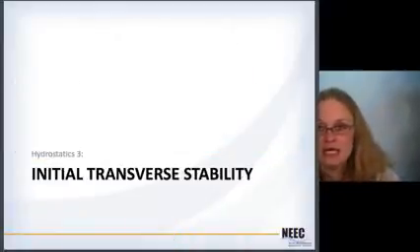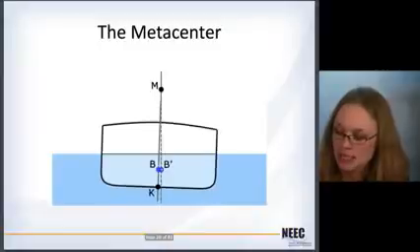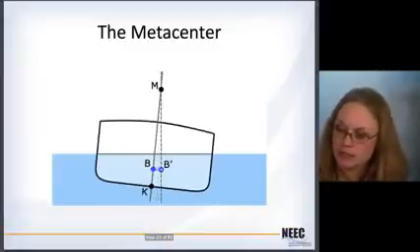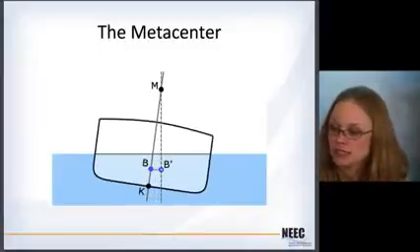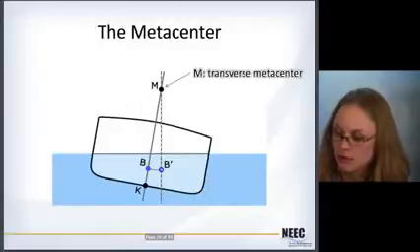Okay, so initial transverse stability. I want to illustrate something called the metacenter. You take the ship and tip it over a little bit, and a little bit more, and a little bit more. You can see that B here is the original center of buoyancy, and it's shifting over to this B prime here. You keep going, keep going.